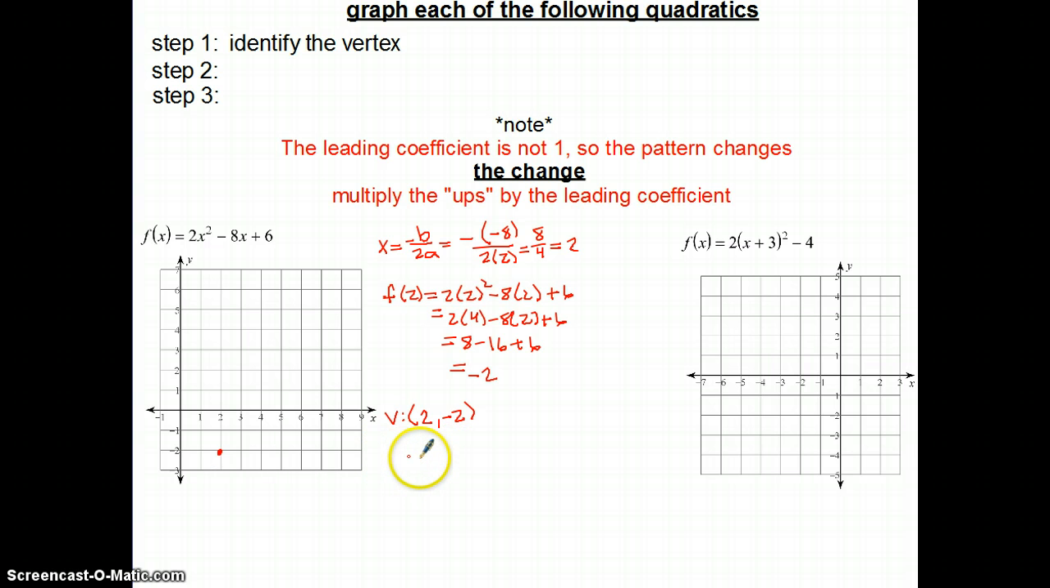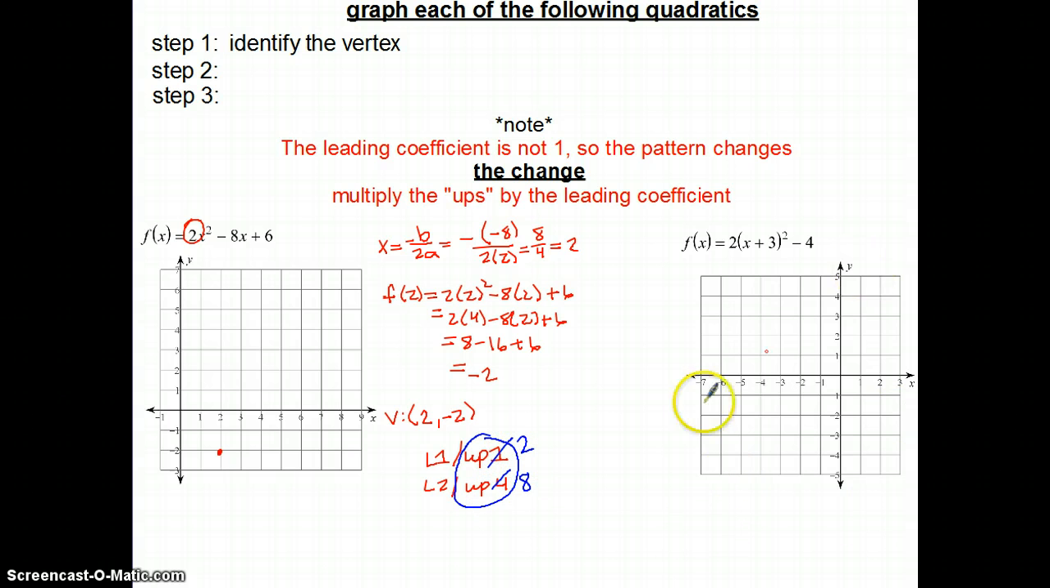Now to follow my pattern, normally I go left 1, up 1. And I go left 2, up 4. But my leading coefficient is not 1 anymore, now it's 2. So what I'm going to do is multiply the entire up section by that leading coefficient of 2. So instead of left 1, up 1, I'm going to go left 1, up 2. And instead of left 2, up 4, I'm going to double the 4 and go left 2, up 8. So I multiplied those up values by my leading coefficient.